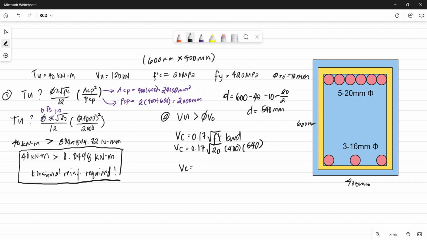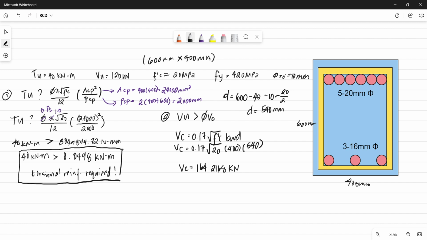Your VC is equal to, okay, let's compute, 0.17 times square root of your 20 times 400 times 540. We get your VC, that is equal to, in terms of kilonewton na lang, 164.2168 kilonewton.